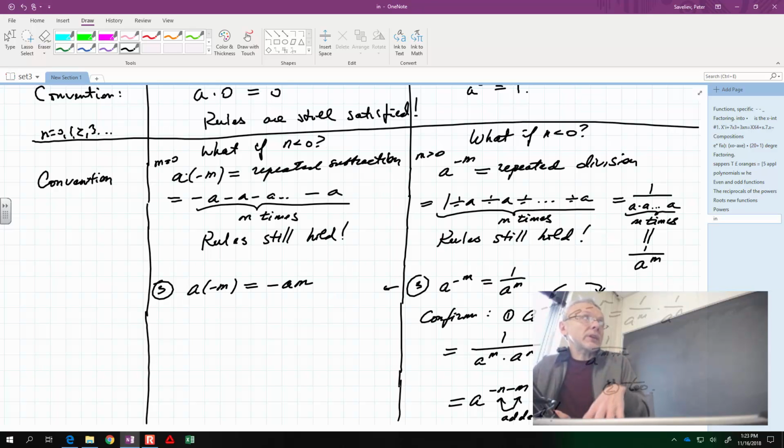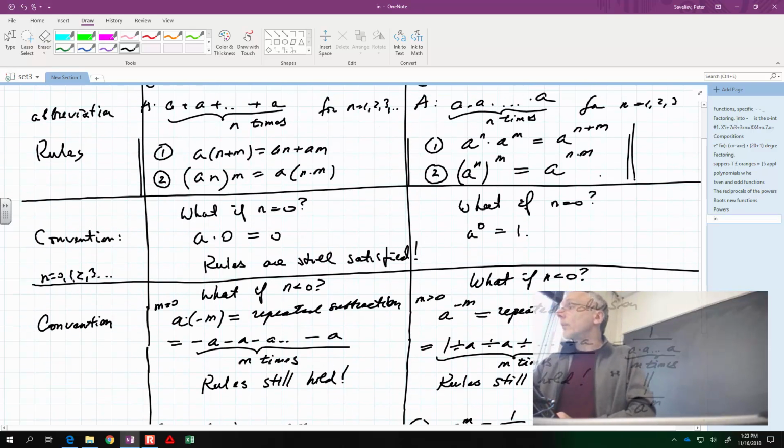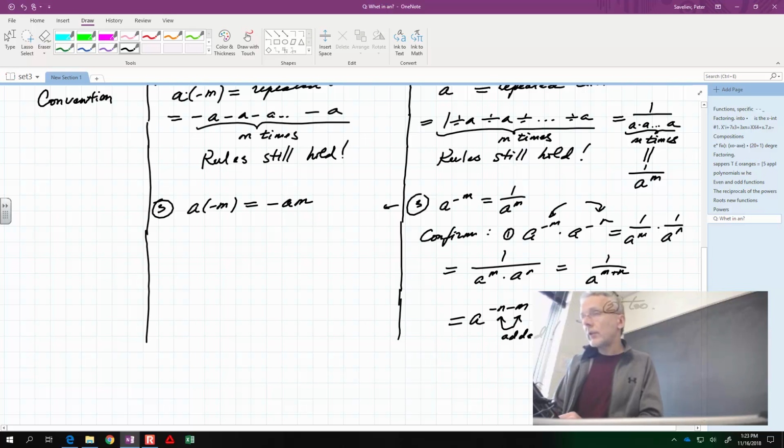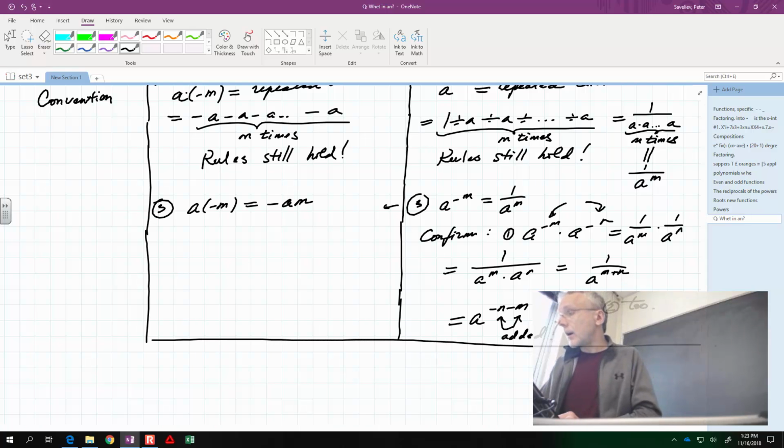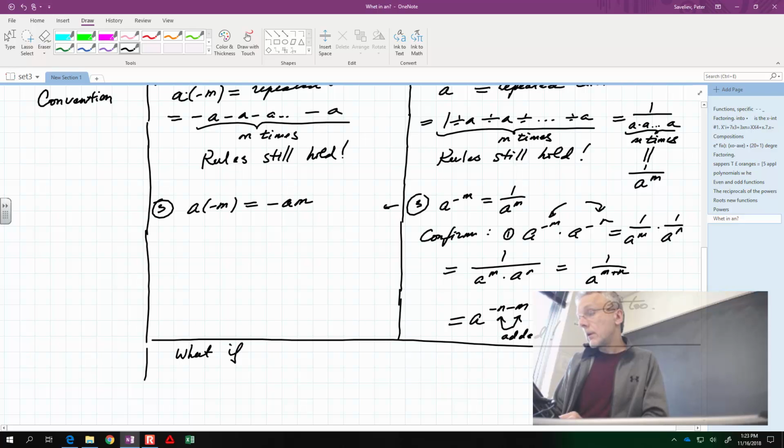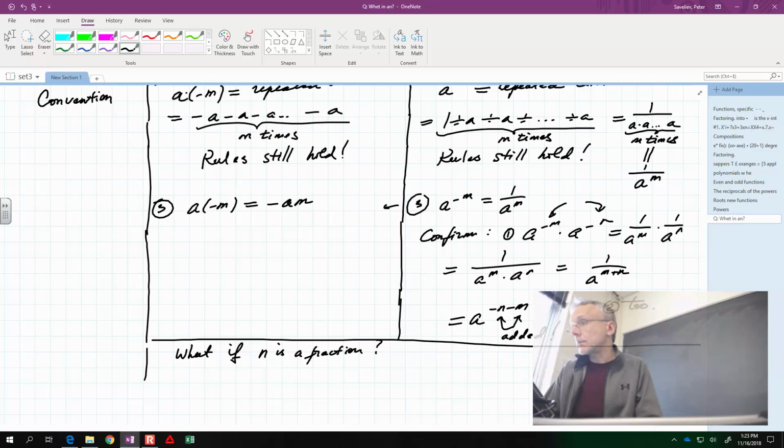So new circumstances, new objects, the common sense that it came from does not apply anymore, but we don't want to come up with new rules. We want to have these two rules over there and stick with them. Okay, and they apply, and the next stage is, as promised, what if n is a fraction? What if n is a fraction? What's the meaning of multiplication? And fortunately, we are not in any trouble.